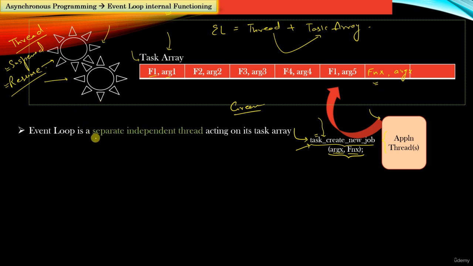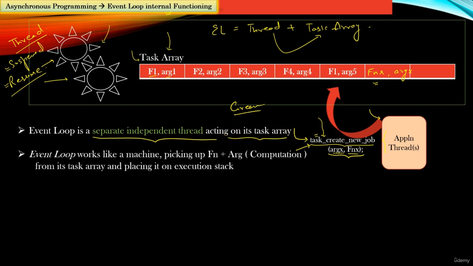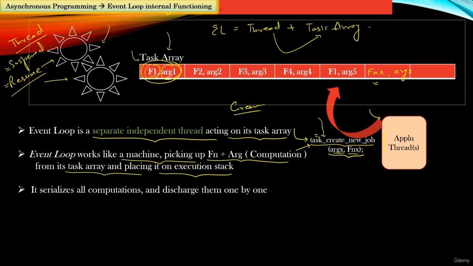Now the event loop is a separate independent thread acting on its task array. The event loop works like a machine picking up the computation from its task array and placing it on an execution stack. It simply fetches the new computation from the head of this task array and invokes the function f on this argument. This is what the event loop thread does. It keeps on fetching computations from the task array until all of them are executed. So the event loop serializes all computations and discharges them one by one.